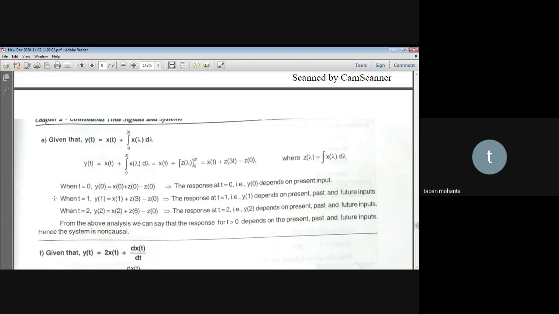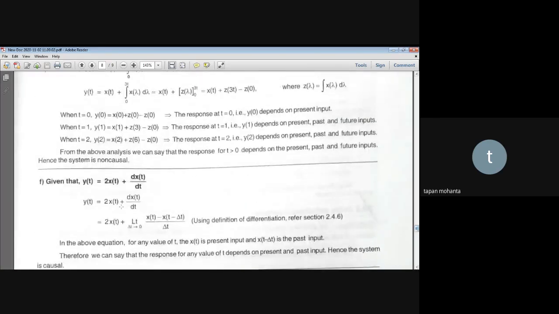Okay, so in this case, the first one only satisfies the condition of a causal system, and the last two, t equals 1 and 2, do not satisfy the causal system condition. So the majority of cases are non-causal. That's why this system is known as a non-causal system. Okay. So is there any kind of doubt? Ask immediately. This one is very important.